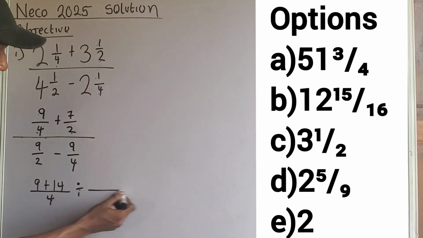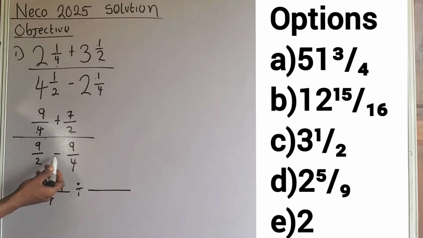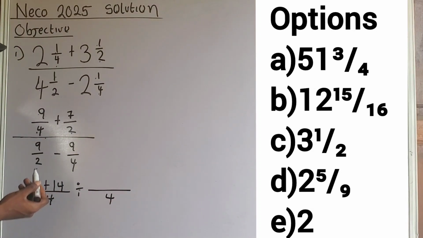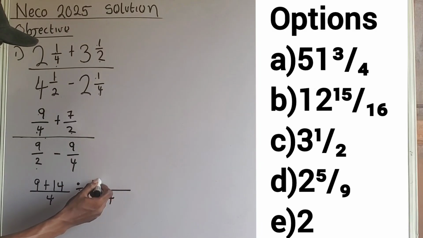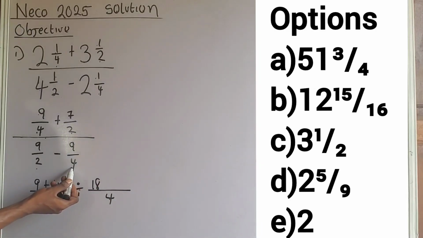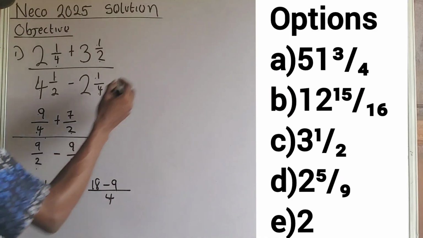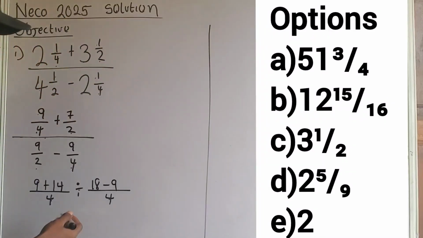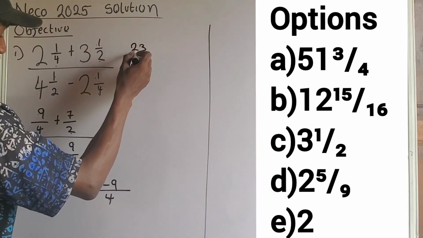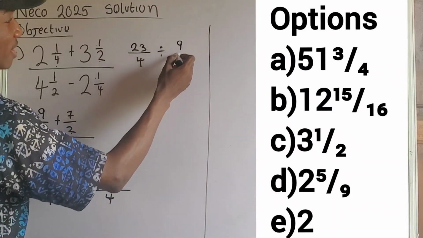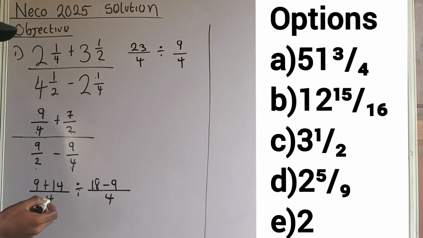This division sign that you see here, I put it like this. So what is the LCM of 9 over 2 and 9 over 4? That is 4. 4 divided by 2, that is what? 2. 2 times 9, that is 18. 4 divided by 4, that is what? 1. 1 times negative 9, that is minus 9. So for this, we're going to have 9 plus 14. 9 plus 14 is 23. So you're going to have 23 all over 4 divided by 18 minus 9, that is 9, divided by 9 all over 4. Do you understand?